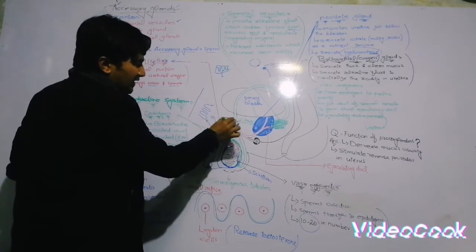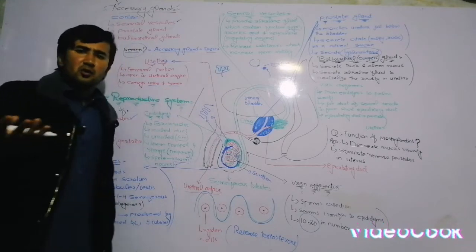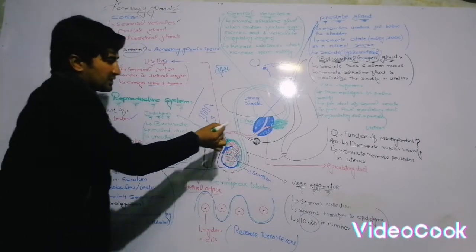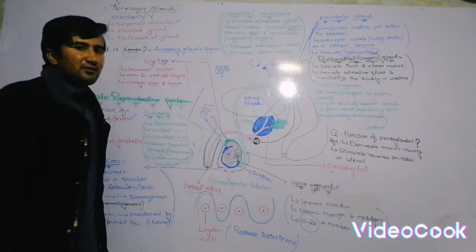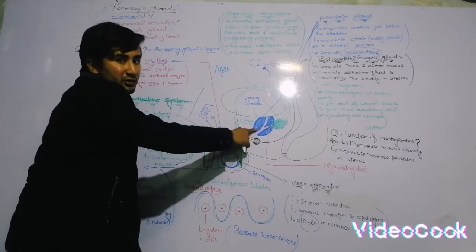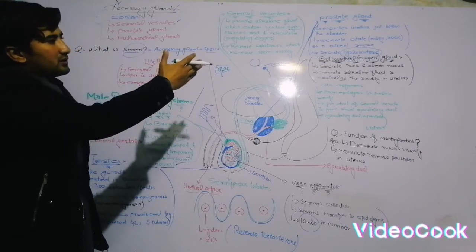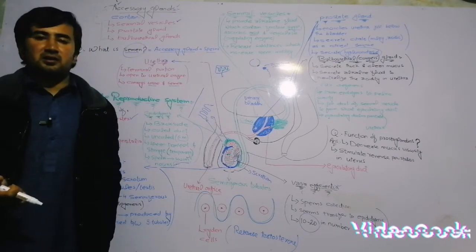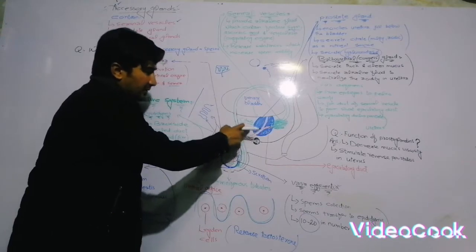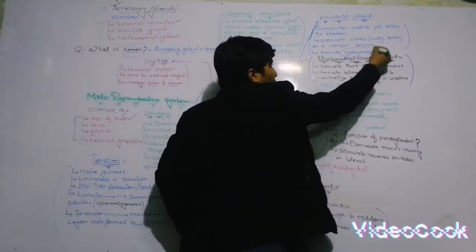In nature, it is a milky and acidic fluid, secreted by the prostate gland. Now there is also another function of the prostate gland, for example the secretion of hyaluronidase. This is hyaluronidase.